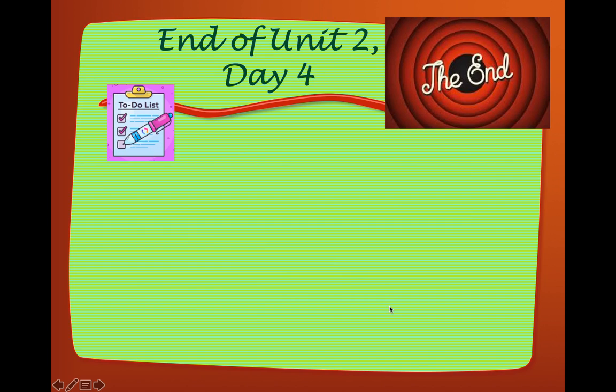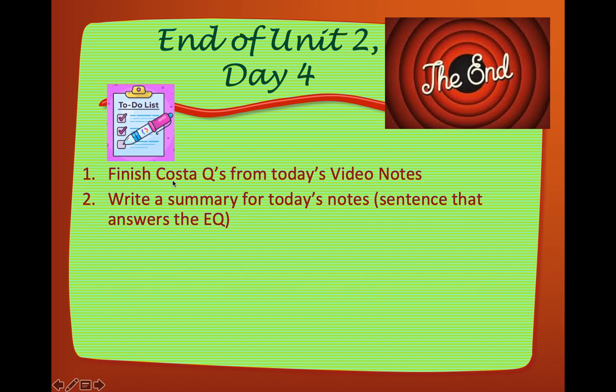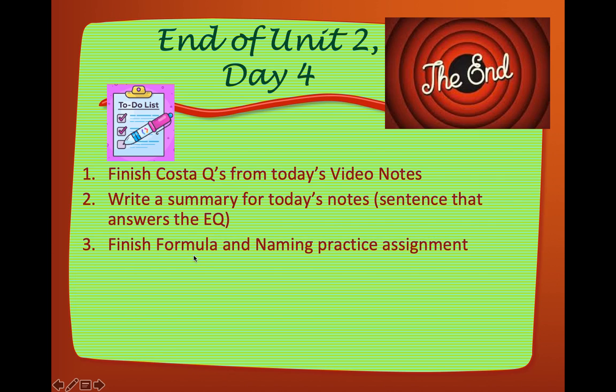Here's your to-do list. In a perfect world, here's what you'll be working on today, finishing up before our next class. If you didn't already do so, finish your COSTA questions, and then now write your summary. The summary should answer the EQ. Did you learn what you were supposed to learn today? Now you can finish the formula and naming practice assignment.